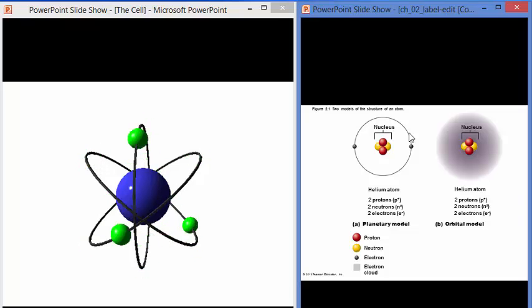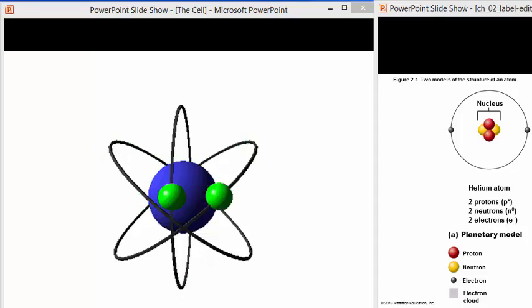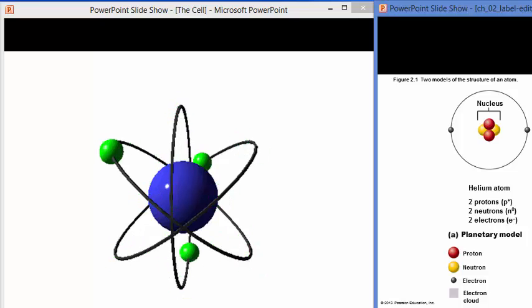Protons, right? Those are these subatomic particles that have a positive charge. They make up those atoms. So this is a proton. Neutrons, they have no charge. And electrons, they have a negative charge. So protons are positive, neutrons are neutral, electrons are negative.